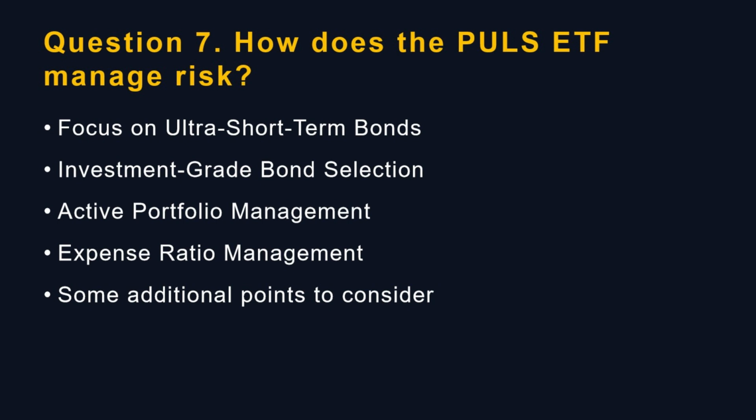Limited diversification. Compared to a broader bond fund or a diversified portfolio, PULS offers limited diversification by focusing solely on the ultra-short-term bond segment. This can expose investors to higher concentration risk if the entire short-term bond market experiences a downturn. Lower potential returns. The trade-off for lower risk through short-term bonds is generally lower potential returns compared to longer-term bond funds. Investors seeking higher potential returns might need to consider including other asset classes in their portfolio alongside PULS.